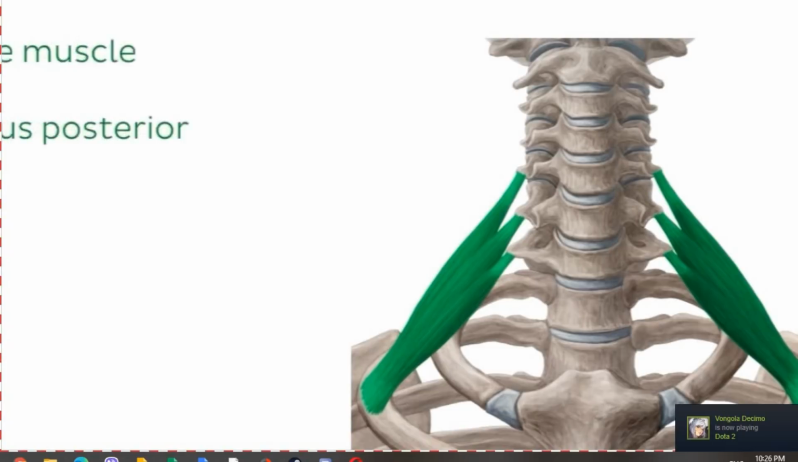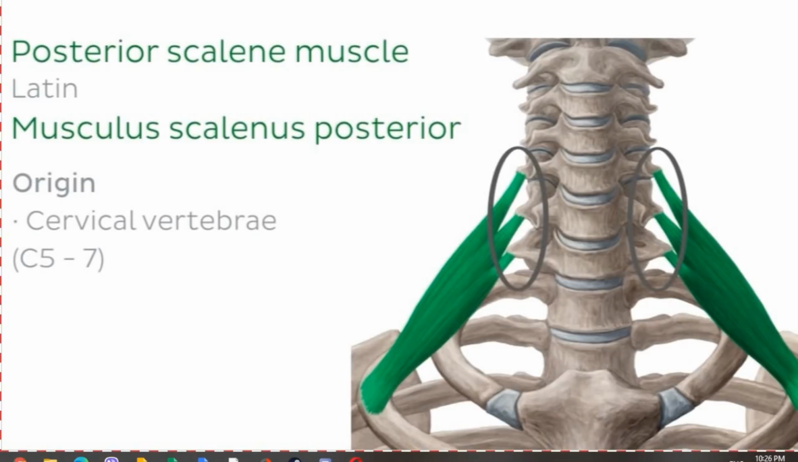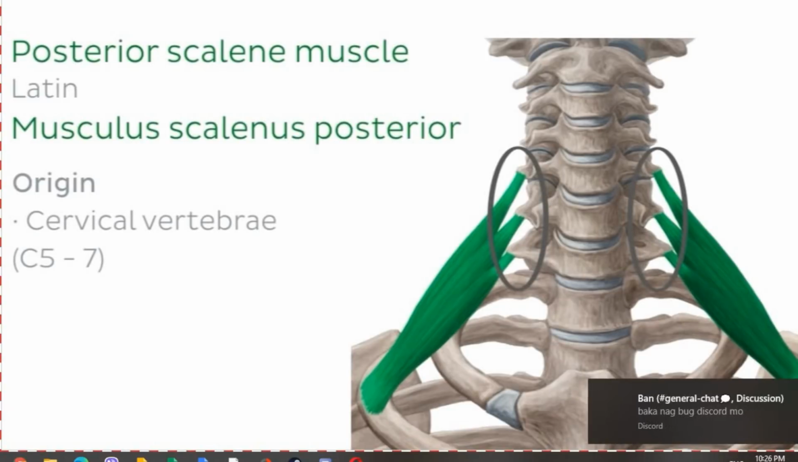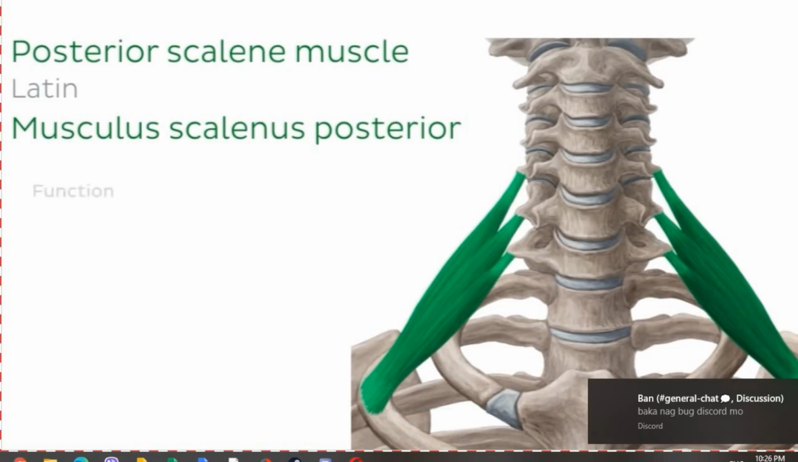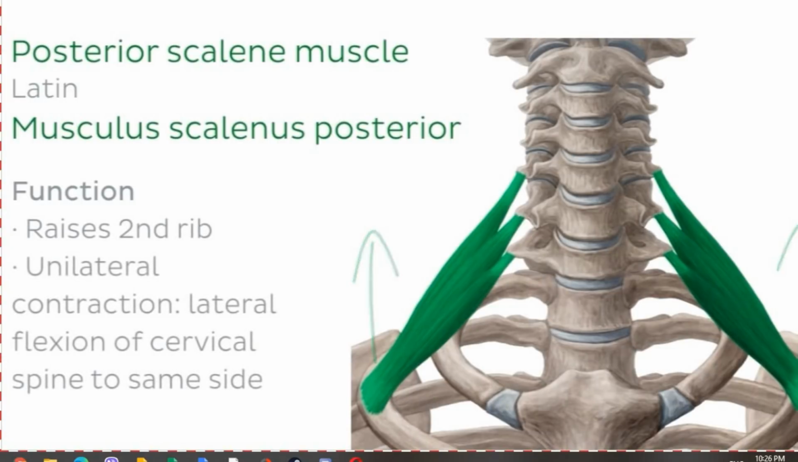The third scalene muscle, the posterior scalene muscle, has its origins in the posterior tubercles of the transverse processes of the 5th to 7th cervical vertebrae. The entire muscle inserts onto the second rib. In terms of its function, it raises the second rib, thereby acting as an accessory muscle of inspiration. The function of this muscle also results in lateral flexion of the cervical spine to the same side.